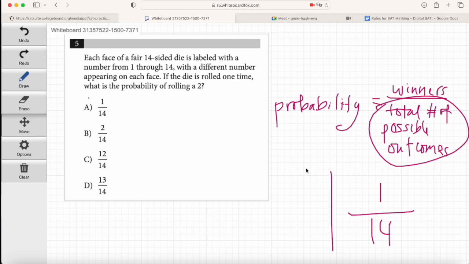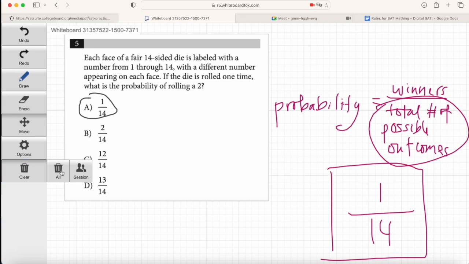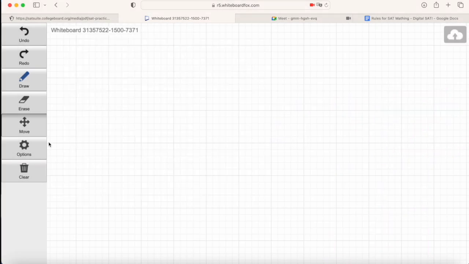Some students are going to be tempted by answer choice B here. But what's the answer? 1 over 14, A. Yeah, A. You got it, man. If you just understand how probability works, that's a real straightforward question. I think you got a handle on it. Any questions about that? Nope. Okay, great job. All right.